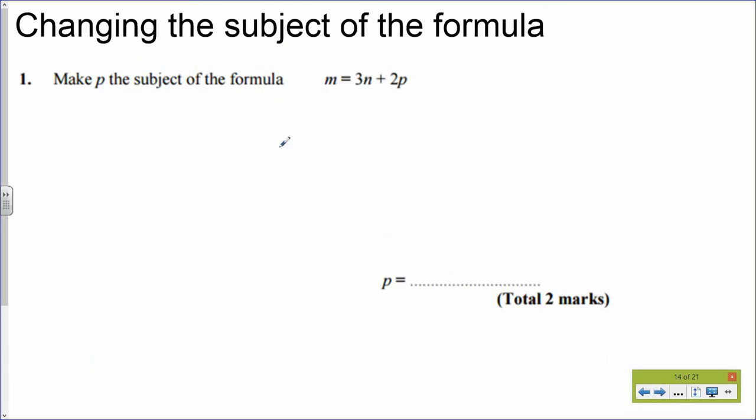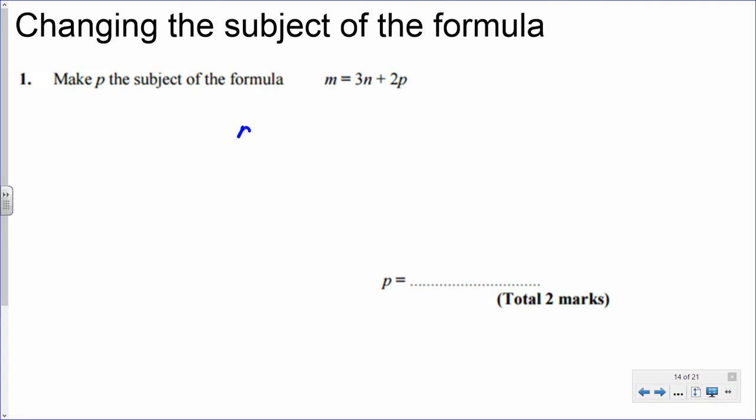Now, it's a very tricky question here. Make P the subject of the formula. At the minute, M is the subject of the formula. So we need to reverse it so that P is the subject of the formula. So what I'm going to do is concentrate on P, and I'm going to think about moving everything else across the other side in reverse. So I'm going to move away the 3n first, because that's the furthest away from the P. So I'm going to try and leave the P alone a little bit for a minute.